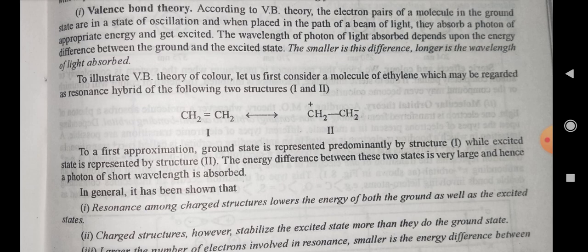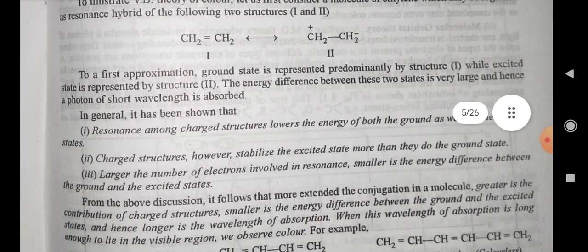The wavelength of the photon of light absorbed depends upon the energy difference between the ground and excited states. The smaller the difference, the longer the wavelength of light absorbed. To illustrate the VB theory of color, let us first consider a molecule of ethylene, which may be regarded as a resonance hybrid of the following two structures, 1 and 2.